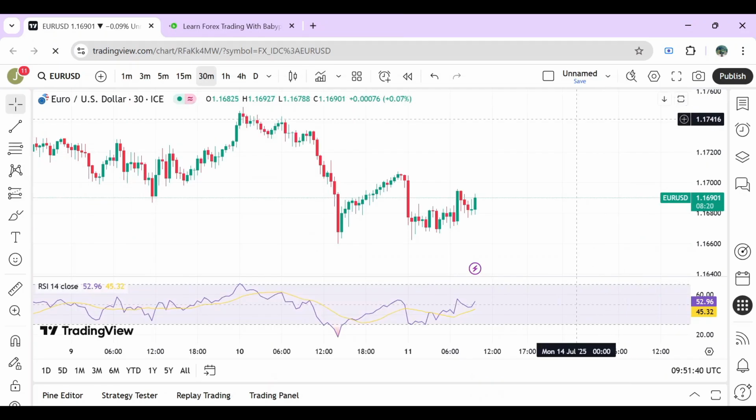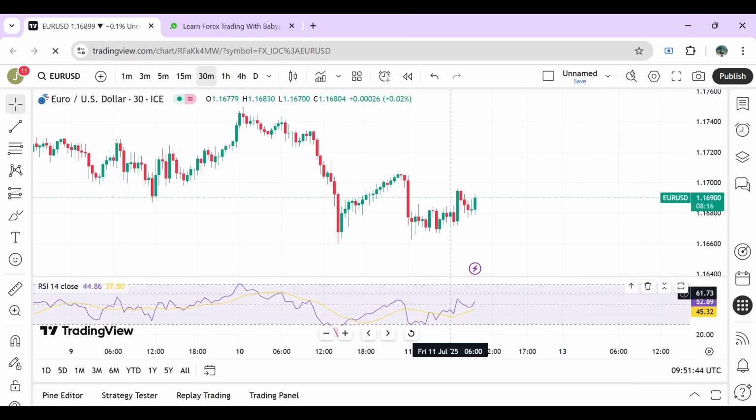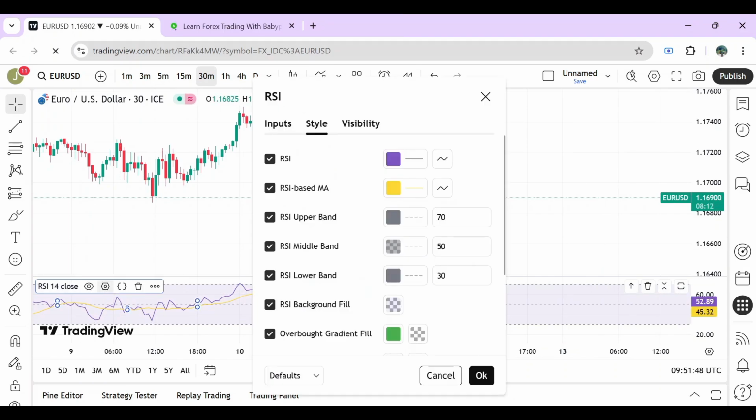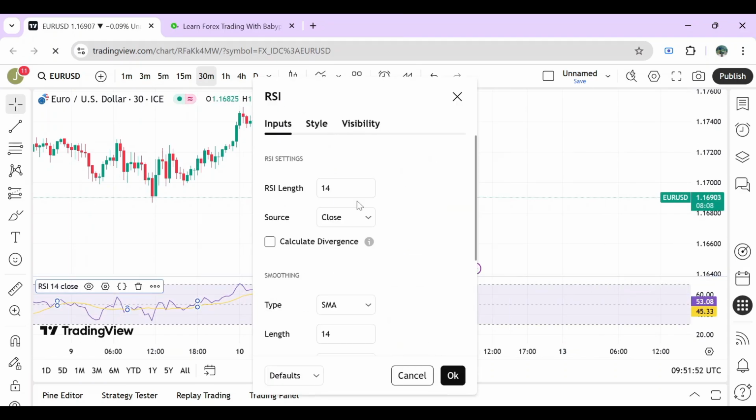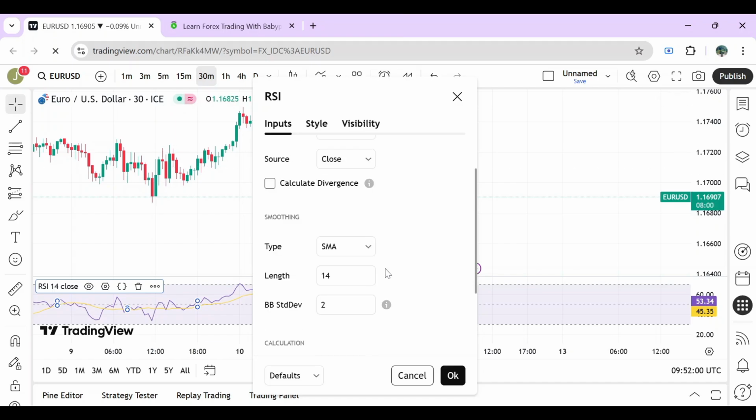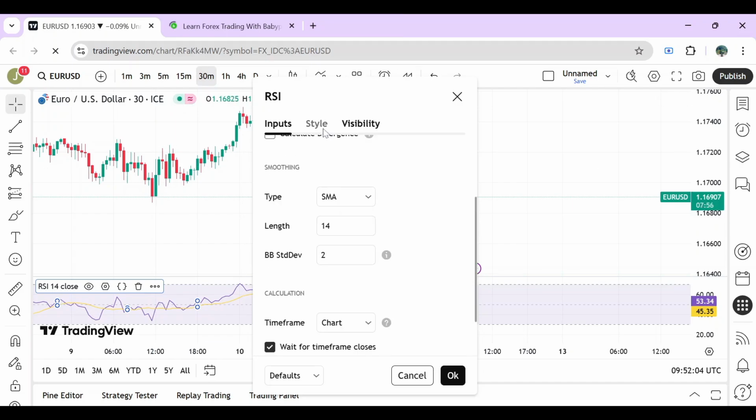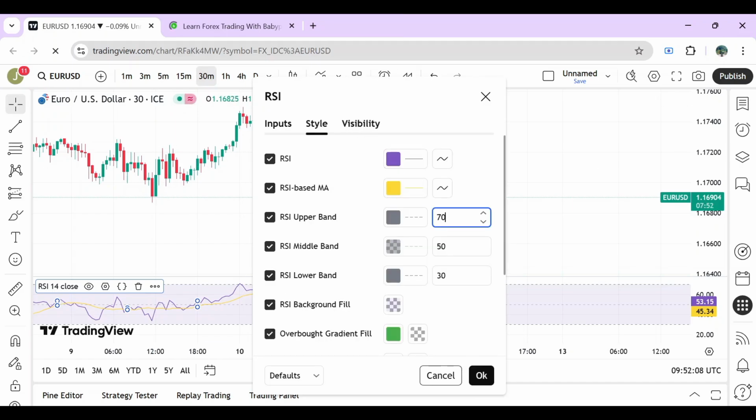Now configure the settings. BabyPips recommends using the default period of 14, which calculates the RSI over the last 14 candles or bars. And then set your RSI levels. The standard overbought level is 70 and oversold is 30. These are the levels BabyPips sticks with in their strategy examples.